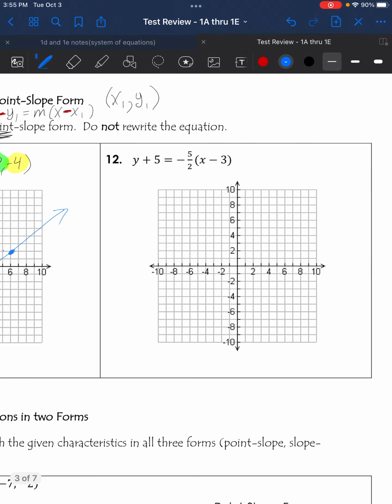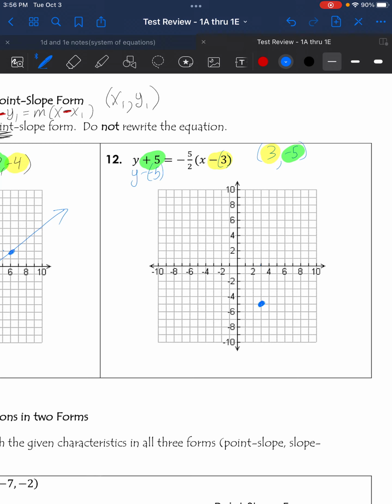So my next one, remember this is y minus negative 5, so my y value is negative 5. My x value is 3. I always think of it as opposite of what you see. It's a positive 5, so negative 5. It's a negative 3, so it's a positive 3. Always think of it opposite. It helps me, so hopefully that helps you too. Otherwise, think of the formula.